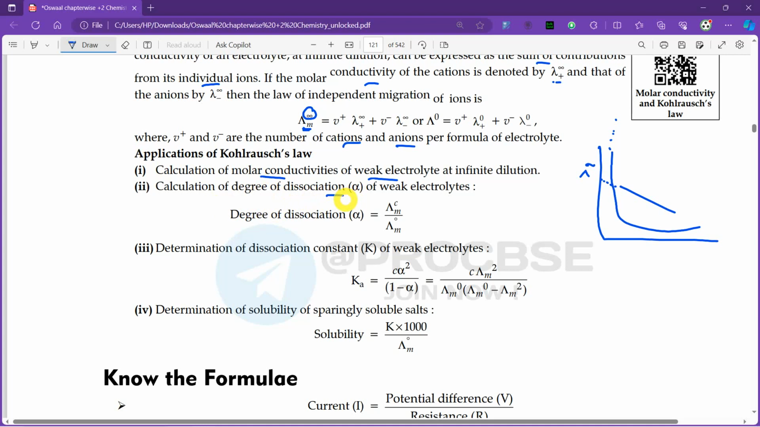Alpha is the degree of dissociation. This is most important. Alpha is equal to lambda Cm by lambda naught m, right? And determination of the dissociation constant K for weak electrolytes: K is equal to C alpha squared by 1 minus alpha, substituting the value of alpha here. And for sparingly soluble salts, solubility is equal to kappa into 1000 by lambda. These are important formulas you have to remember to solve the numericals, right?